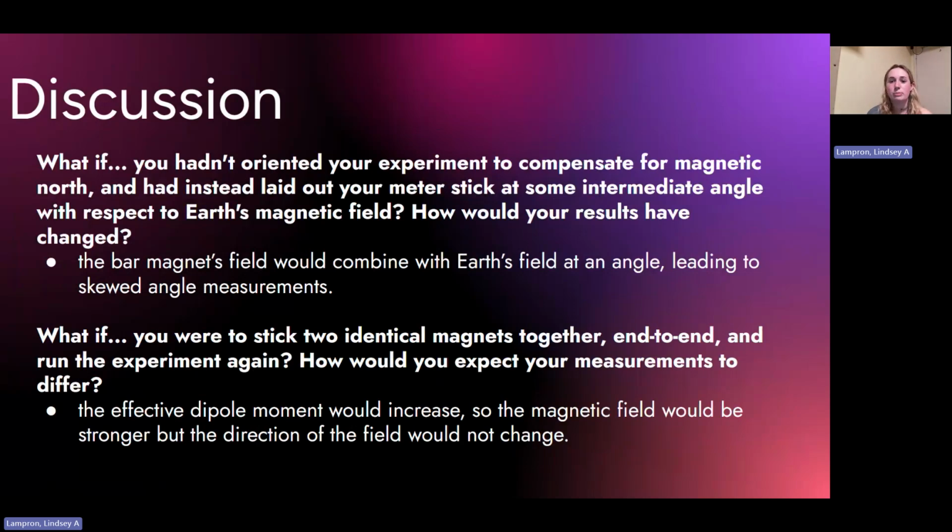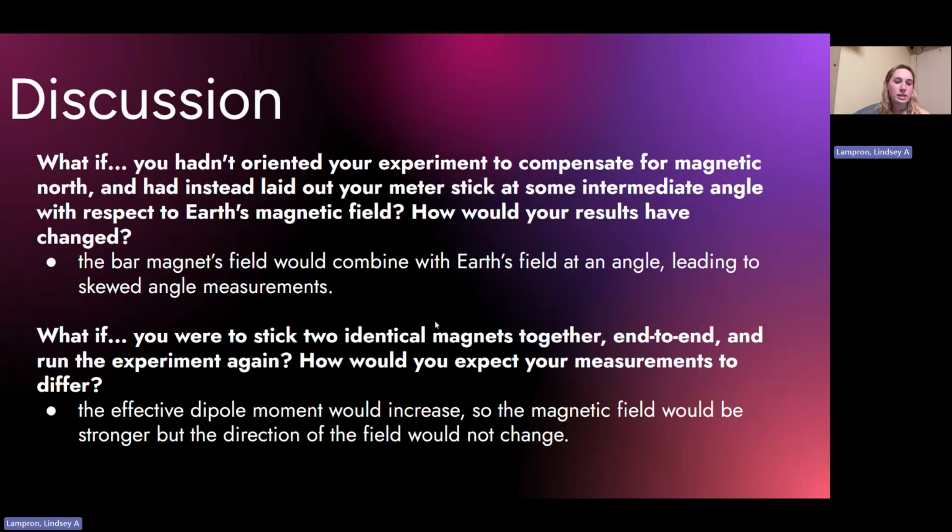So some discussion questions. If I hadn't oriented my experiment to compensate for magnetic north, and instead I had some intermediate angle with respect to Earth's magnetic field, my results would have changed because the bar magnet's field would have combined with the Earth's field at an angle, which would have led to a skewed angle measurement and inaccurate readings.